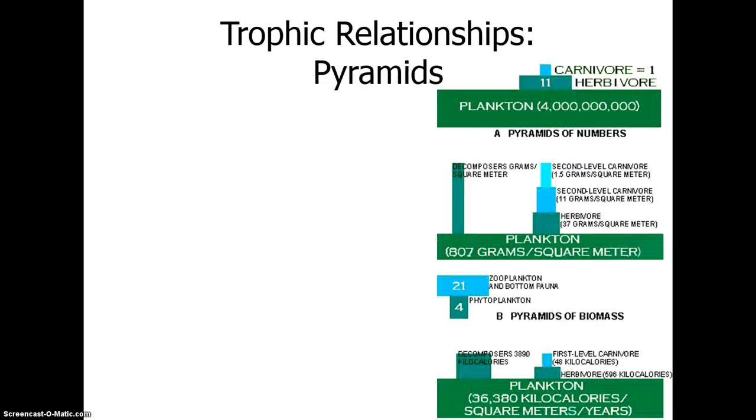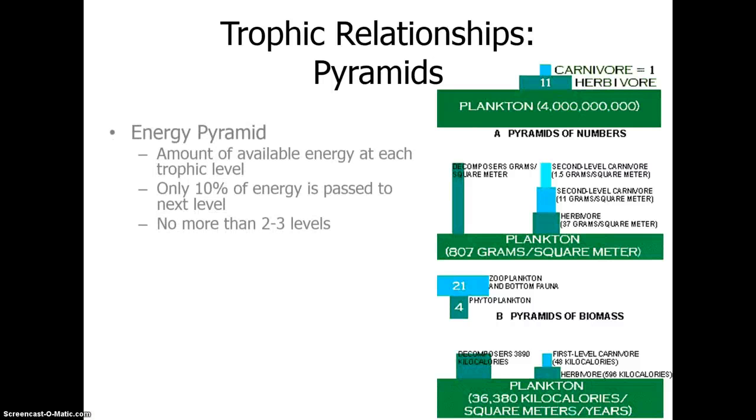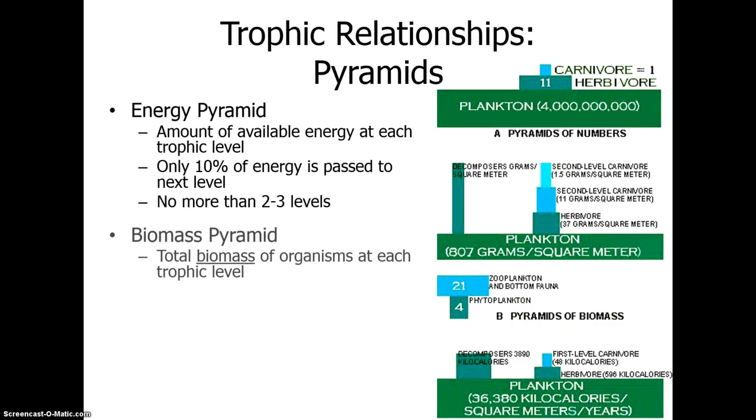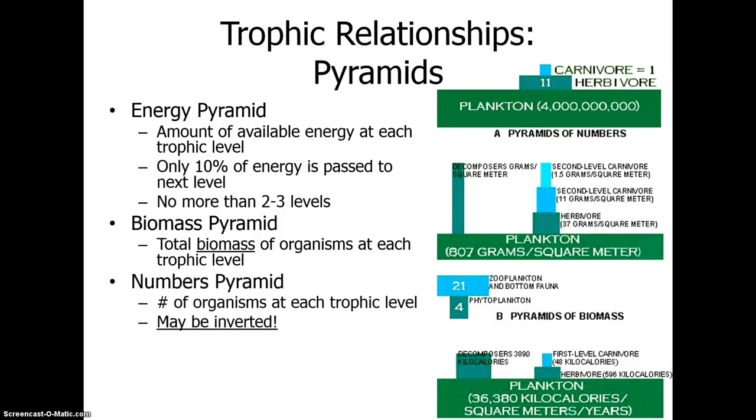Okay, next we have trophic relationships, pyramids. This is kind of what I was trying to show you before on that food chain when I was drawing it. Okay, energy pyramids, the amount of available energy at each trophic level. Okay, that's what we're dealing with when we're doing pyramids. There's only 10% of the energy that's available to be passed on to the next level, and it's typically no more than 2 to 3 levels just because that energy is going to quickly run out.